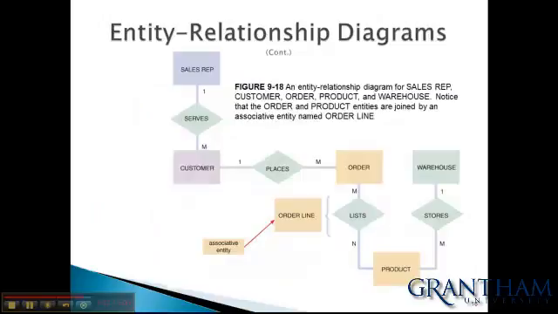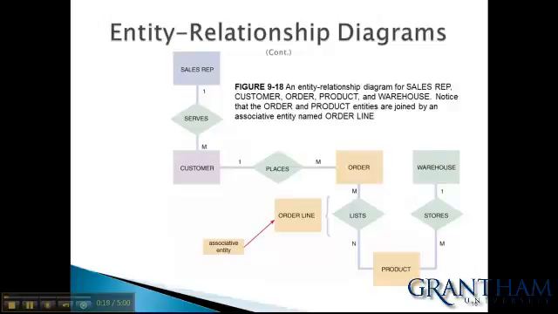Here it shows you an entity relationship diagram that has multiple relationships. So this is more a picture of what an actual entity relationship diagram would look like. The way that you would read it is that the entities involved would be a sales rep, customer, order, warehouse, order line, and then product.